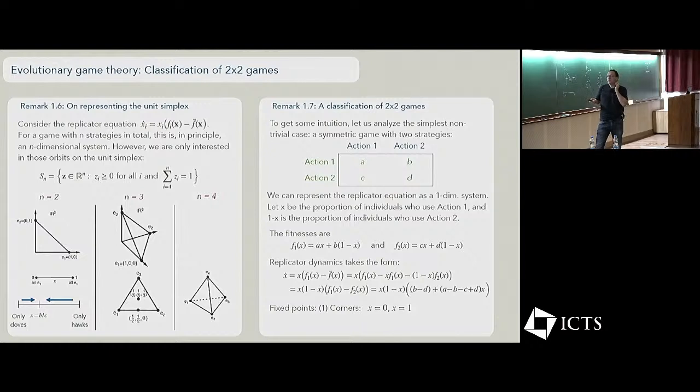So there are 2 kinds of fixed points. One is the corners, and possibly there is another fixed point in the interior. You can always compute this, but then you need to check, is this actually in [0, 1]? It could be outside of the unit interval. All right, so this is the general theory. Now let's look at a few examples.